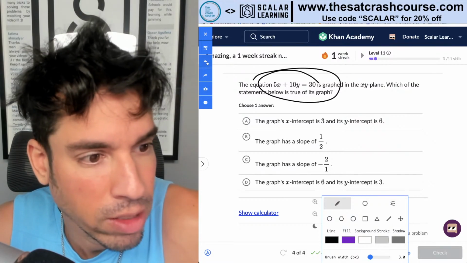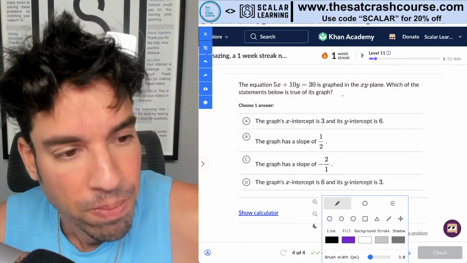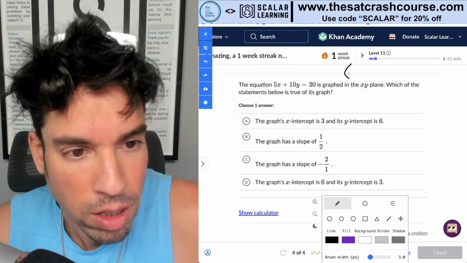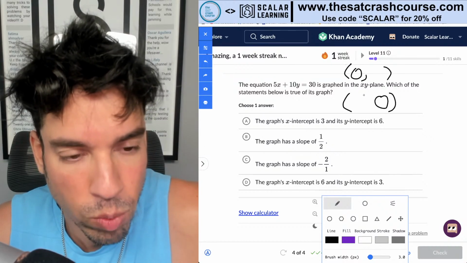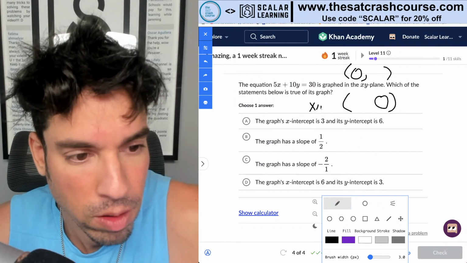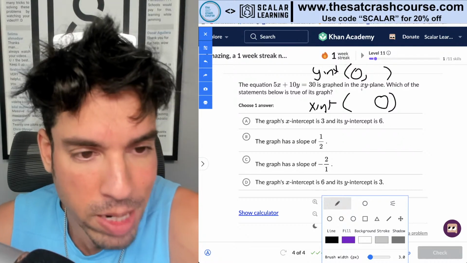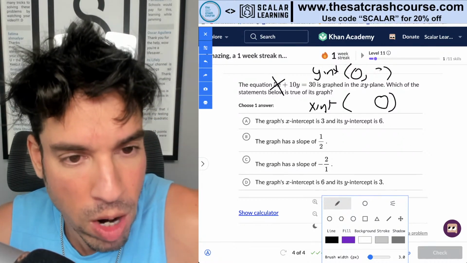A lot of times I like to go straight to slope-intercept form, but to find the x- and y-intercepts, it's actually easier in standard form, because the y-intercept is when x is equal to 0. The x-intercept is when y is equal to 0. All you have to do is plug and chug and solve for the remaining variable. So plug 0 in. 10y equals 30, which means y equals 3.